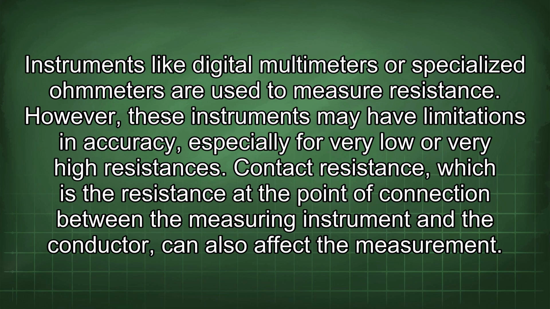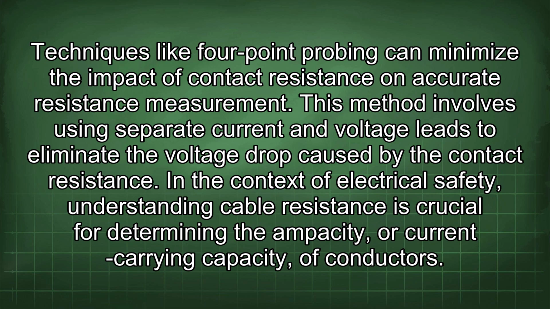However, these instruments may have limitations in accuracy, especially for very low or very high resistances. Contact resistance, which is the resistance at the point of connection between the measuring instrument and the conductor, can also affect the measurement. Techniques like 4-point probing can minimize the impact of contact resistance on accurate resistance measurement. This method involves using separate current and voltage leads to eliminate the voltage drop caused by the contact resistance.